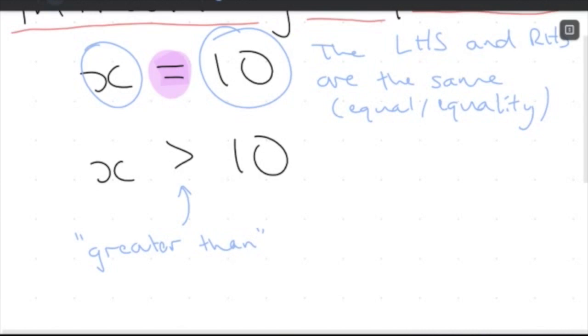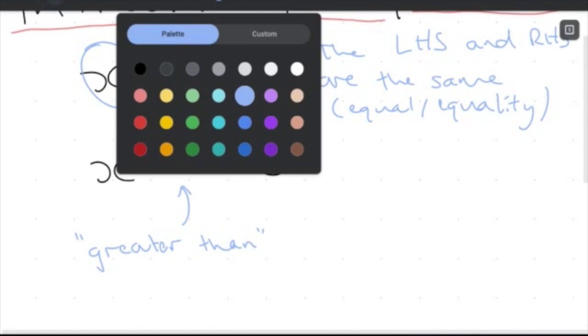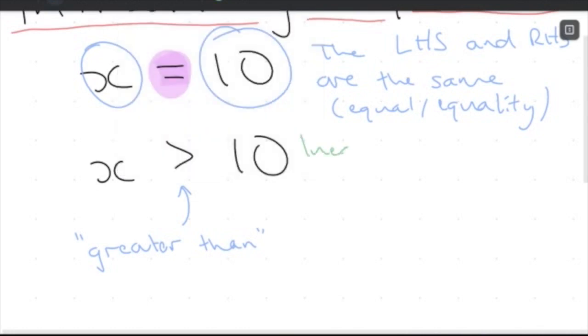Now, my first one's an equation. This is what we call an inequality. You can see the left-hand side is not the same as the right-hand side. The information being told to us here is that the left-hand side is greater than the right-hand side. So anything in this particular form, and we'll discuss the different types of forms, is what we call an inequality.